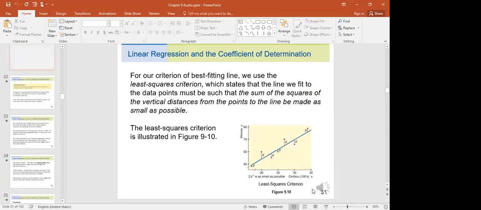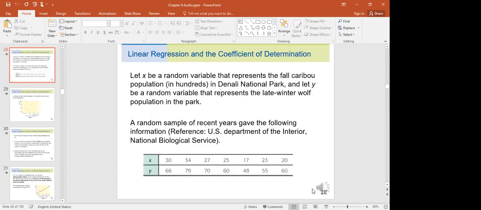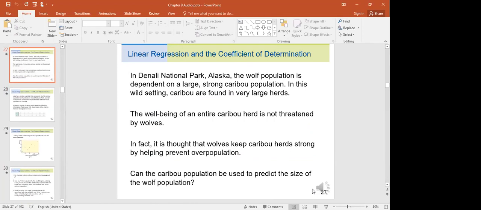In this example, we start with the Denali National Park in Alaska. In this park, the wolf population is dependent on a large, strong caribou population. In this wild setting, caribou are found in very large herds. The well-being of an entire caribou herd is not threatened by wolves. In fact, it is thought that wolves keep caribou herds strong by helping prevent overpopulation. Can the caribou population be used to predict the size of the wolf population?